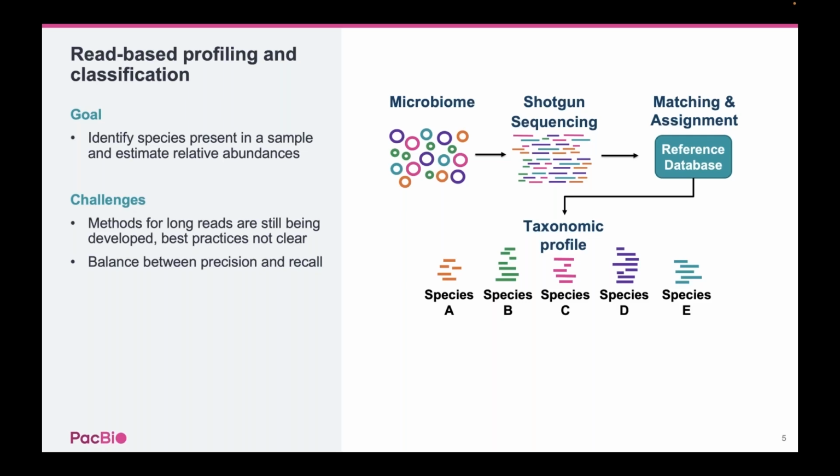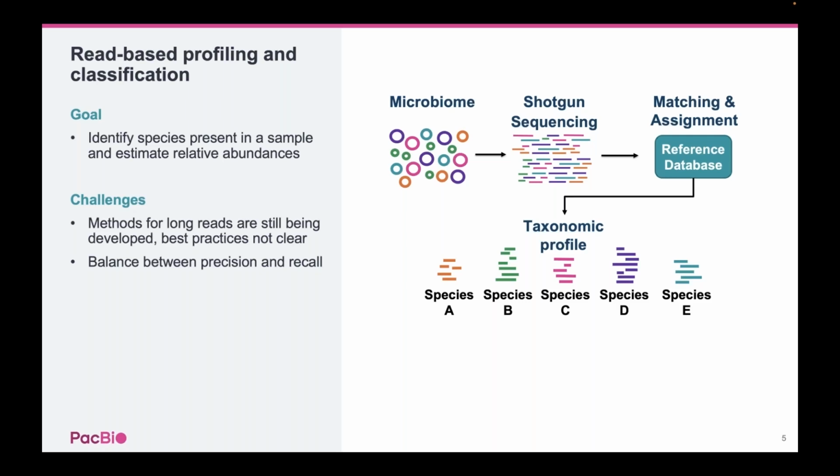Now, there are several challenges associated with profiling and classification. One of the most important ones is that a lot of the methods that were developed specifically for long reads were developed very recently. And so the best practices and how these methods perform was unclear because comprehensive benchmarking had not yet been performed. And there's also always this difficult balance between precision and recall. So how can we minimize false positives while also being able to detect species at very low abundances?